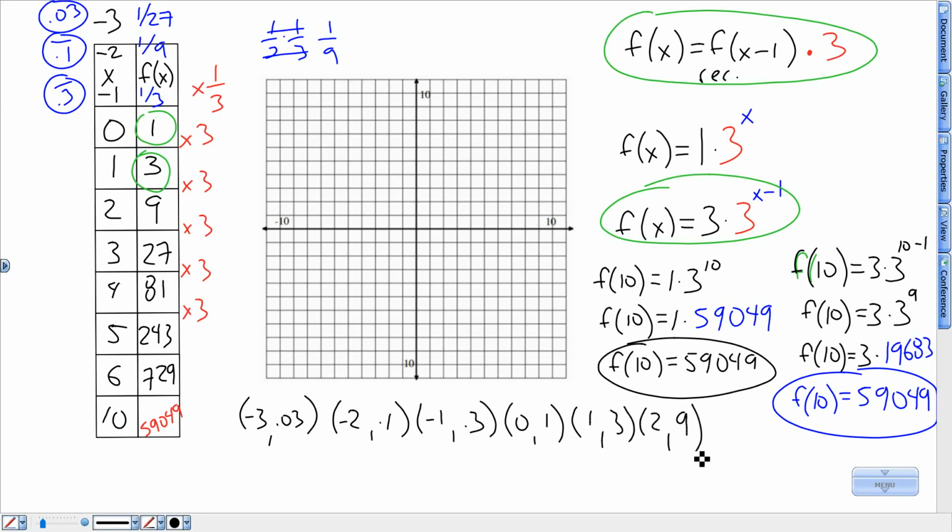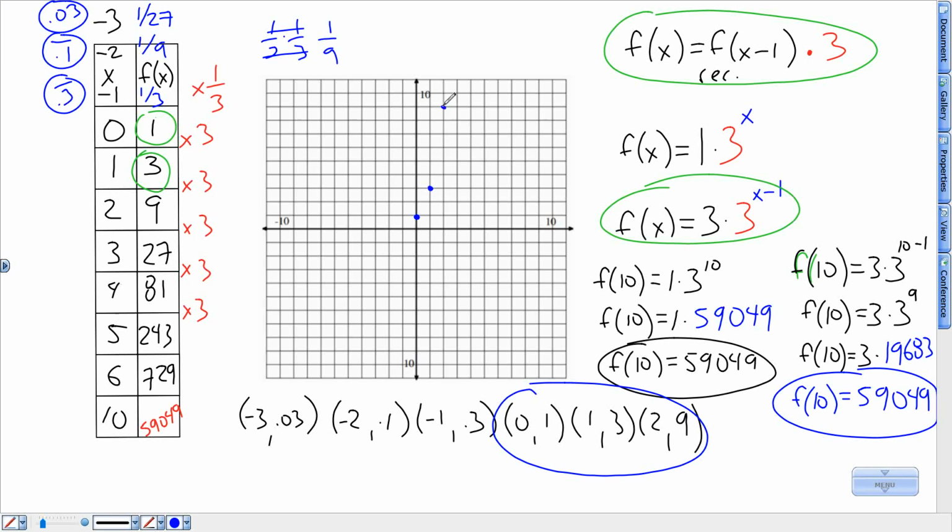Most people can graph the nice, neat whole number ones, these guys. So if you do that, 0 for x, 1 for y. 1 for x, 3 for y. 2 for x, 9 for y. But now the small ones.